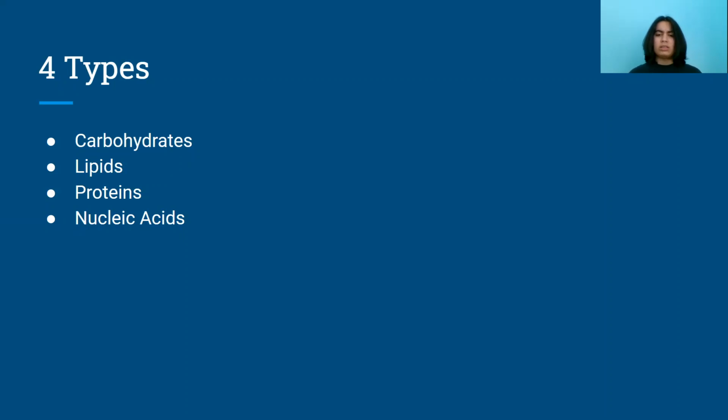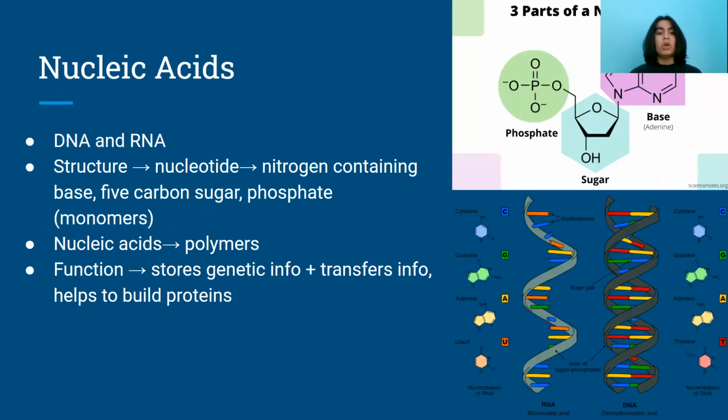Now, why are we learning this and why is it important? Well, all of these things have essential roles in the body, which help the body function. For example, nucleic acids are DNA and RNA. Now, there's a difference between nucleotide and nucleic acids. Nucleotide is the structure, which contains a nitrogen base, sugar, and phosphate groups.